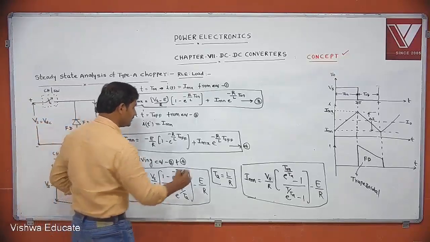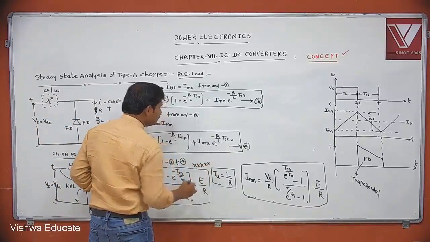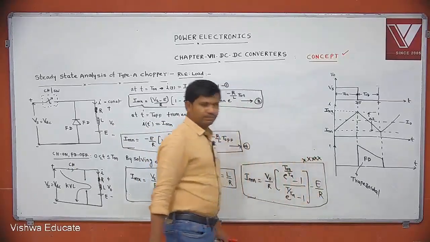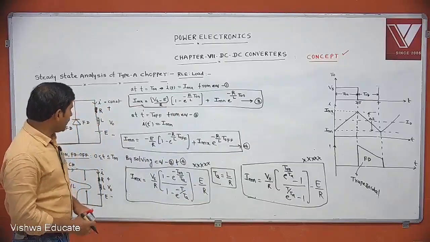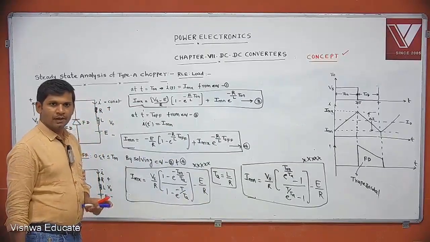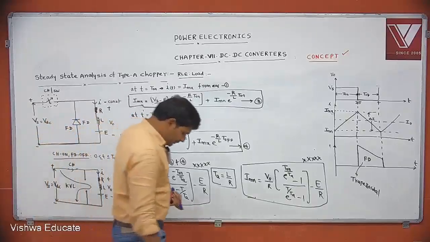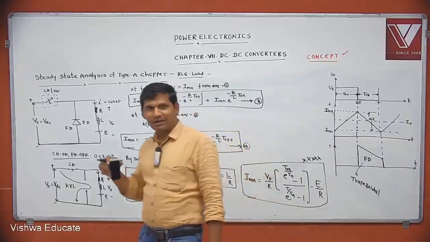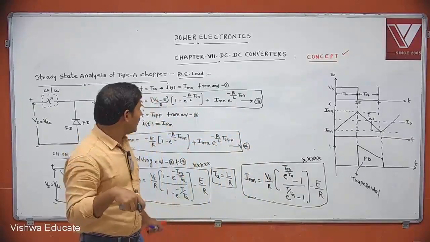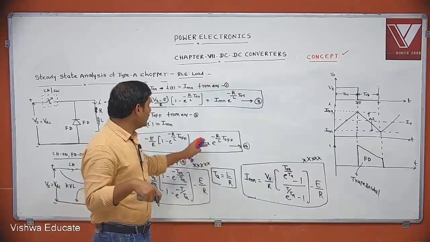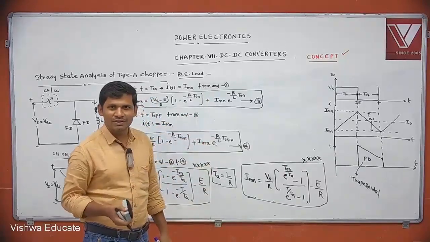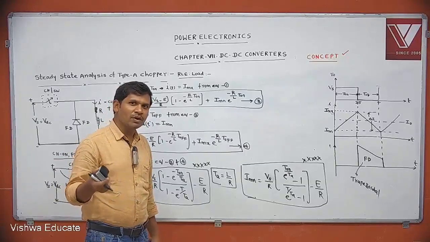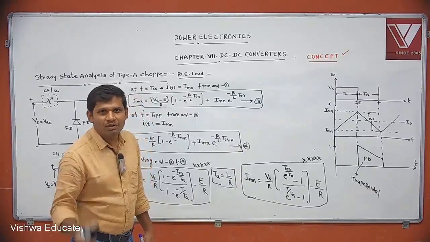This is important. You can expect problems from this formula if a type A chopper is given. From a descriptive point of view, these formulas are important. This derivation is also important in IES descriptive, not from a GATE point of view, but from a concept point of view, so I am giving this derivation also. The solution is just substitution and simplification, which is very simple. But this derivation can be asked in IES descriptive, even for 10 marks, 12 marks or 15 marks, so it is important.